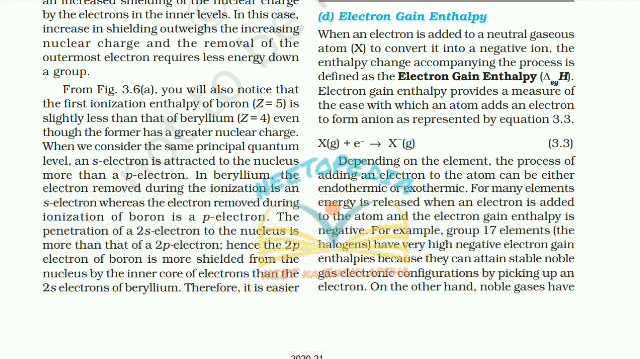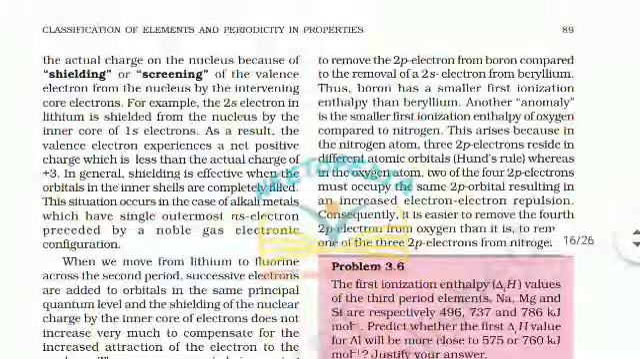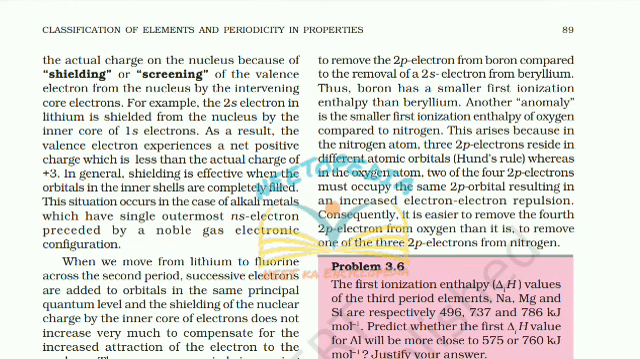The penetration of the s electron to the nucleus is more than that of a 2p electron. Hence, the 2p electron of boron is more shielded from the nucleus by the inner core of electrons than the 2s electrons of beryllium. Therefore, it is easier to remove a 2p electron from boron compared to the removal of a 2s electron from beryllium. Thus, boron has a smaller first ionization enthalpy than beryllium.